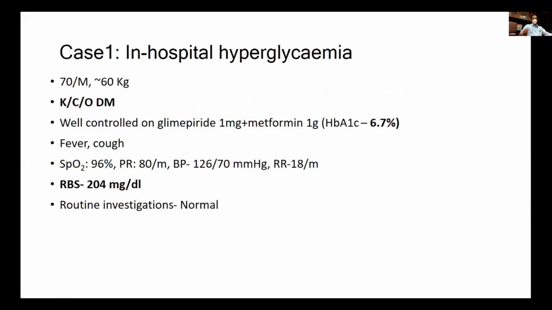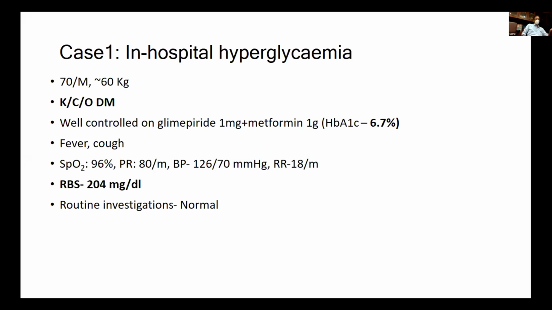This is a quite common scenario, those having mild to moderate infection. This was a 70-year-old male weighing around 60 kg, already a known case of diabetes, who has very good blood sugar control on oral agents. We did a hemoglobin A1C when he got admitted, which was 6.7%. That means it is very good control. Any A1C less than 7% is considered to be a good control.